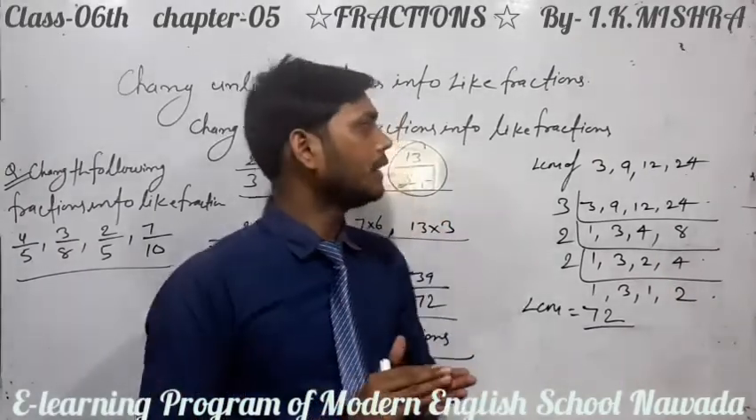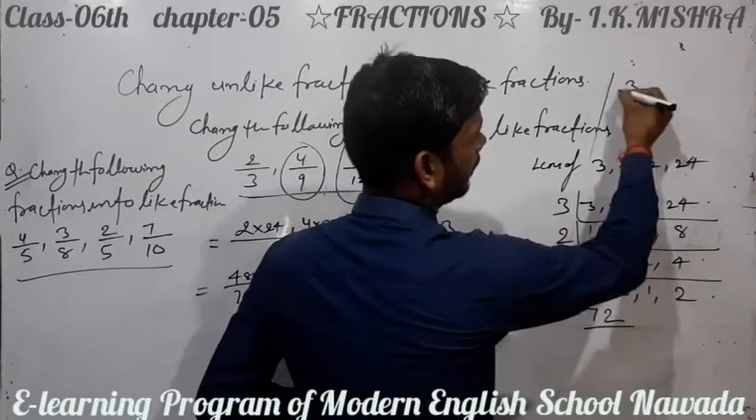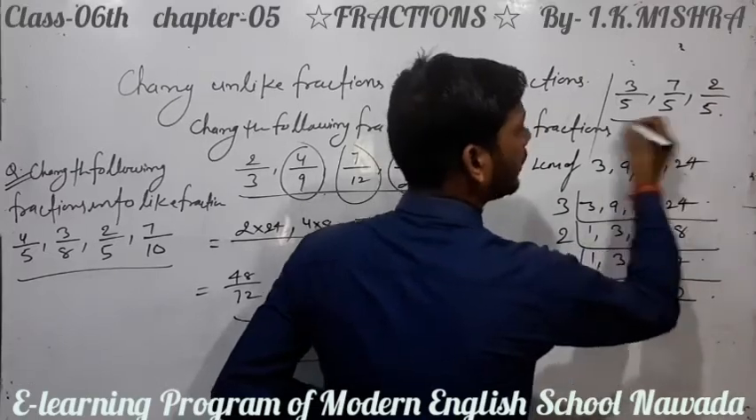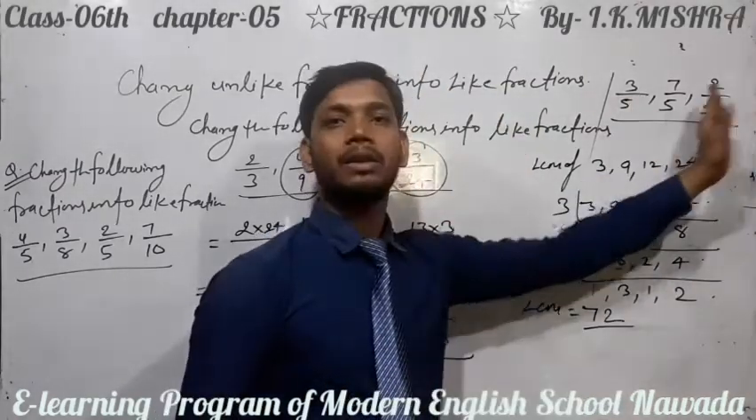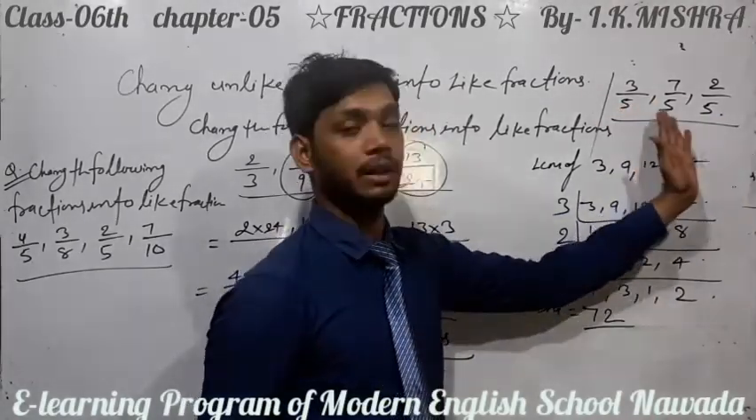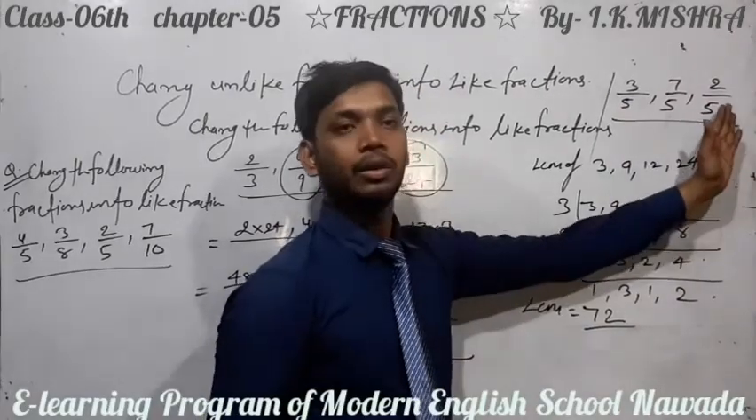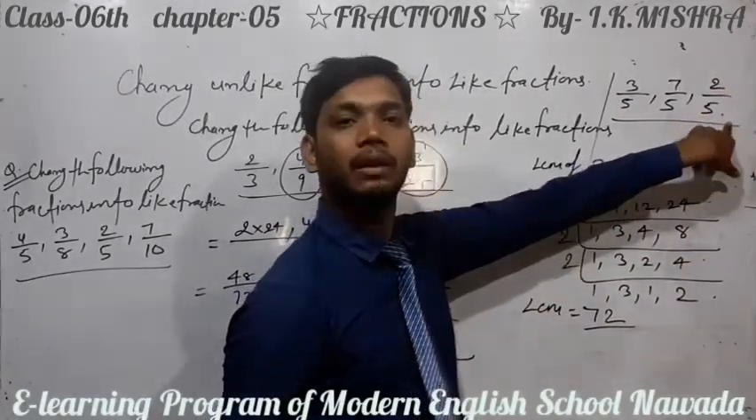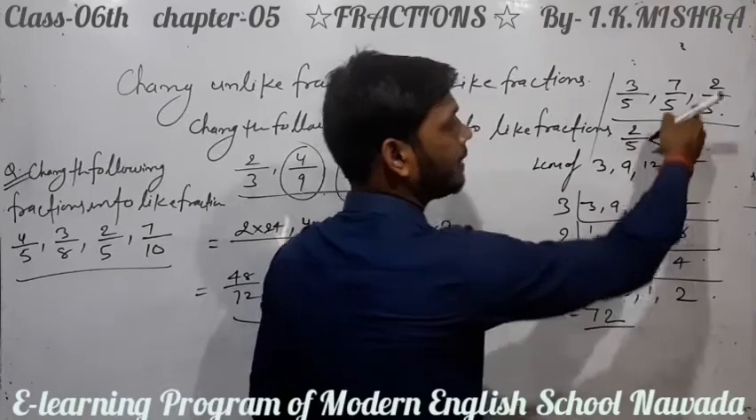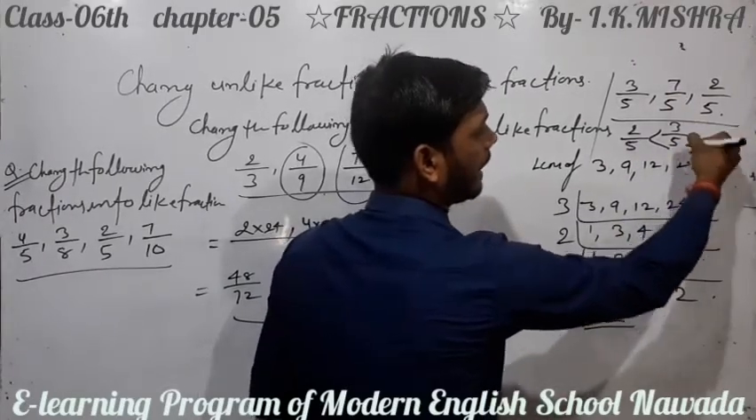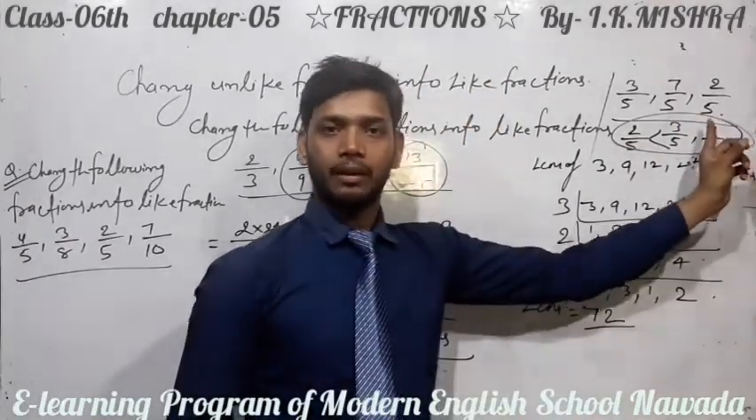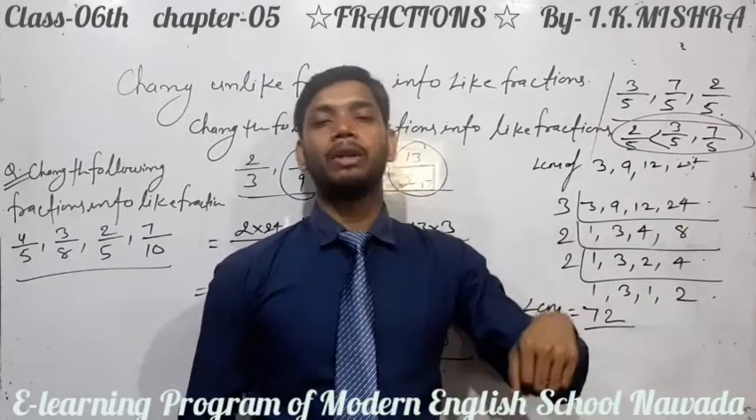Students, suppose you are given 3 by 5, 7 by 5 and 2 by 5. Here you have to compare which fraction is smaller and which is larger. So first of all, make them like fractions. Here they are already like fractions. So the fraction with the smallest numerator is the smallest. Here 2 is the smallest. So 2 by 5 is less than 3 by 5, and after that 7 by 5. This is the arrangement of the fractions in ascending order.